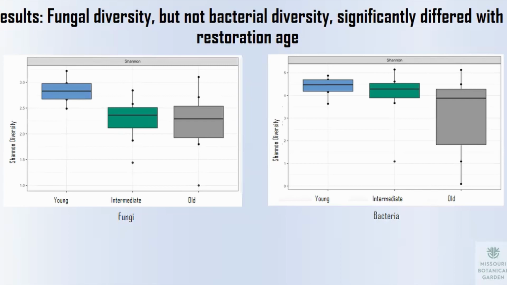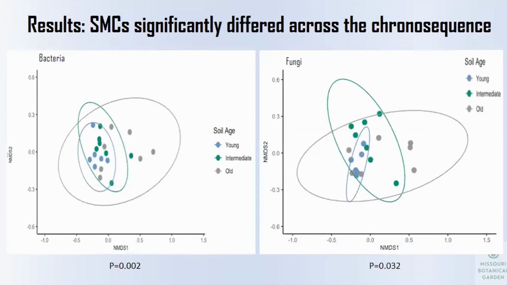However, this is pretty much standard. We see this in the literature quite often, where possibly the diversity of these taxa do not vary, but the composition of these taxa vary. So when we look at the Bray-Curtis dissimilarity of these populations, we see that for both bacteria and fungi, there is a significantly different community composition of these microbes across these 3 habitats.